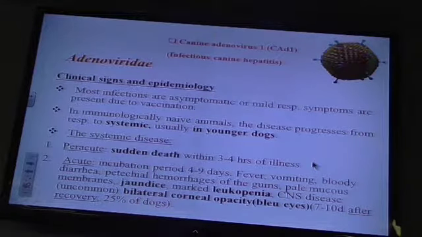Now, as I said, the respiratory symptoms are mild, and obviously they become prominent in immunocompromised animals, in animals which are unvaccinated, and in younger dogs. There are several stages of this disease. The peracute one is characterized by sudden death, and believe it or not, within 3 to 4 hours, sudden deaths can occur. So again, it's uncommon in vaccinated animals. It is common in the younger animals and immunocompromised.